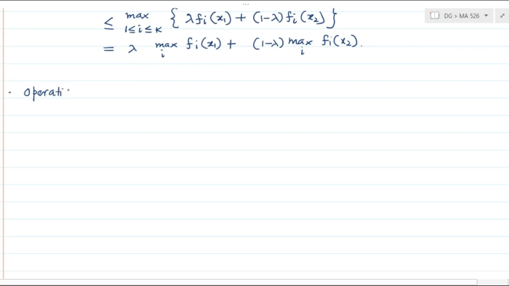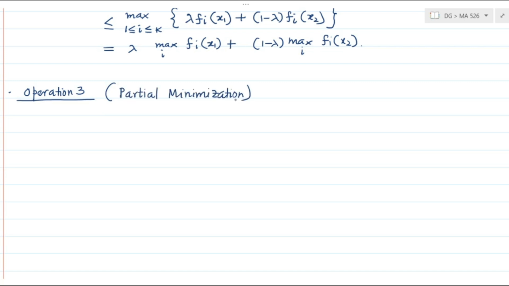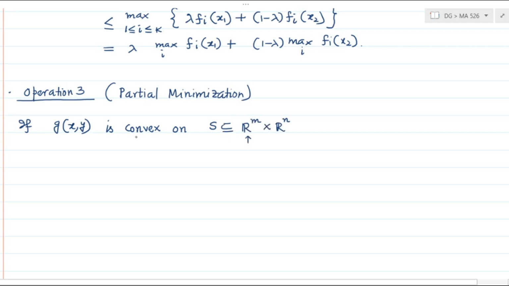Operation 3 is the partial minimization. In partial minimization, what do we mean? By that we state the following result. Let's suppose I have a function as follows. If g(x,y) is convex on the non-empty convex set capital S, which is a subset of R^(m+n), and the component x in the argument of g is taken from Rm and y is taken from Rn. Fine. And it is convex on this non-empty convex set. So we assume that this is a non-empty convex set.